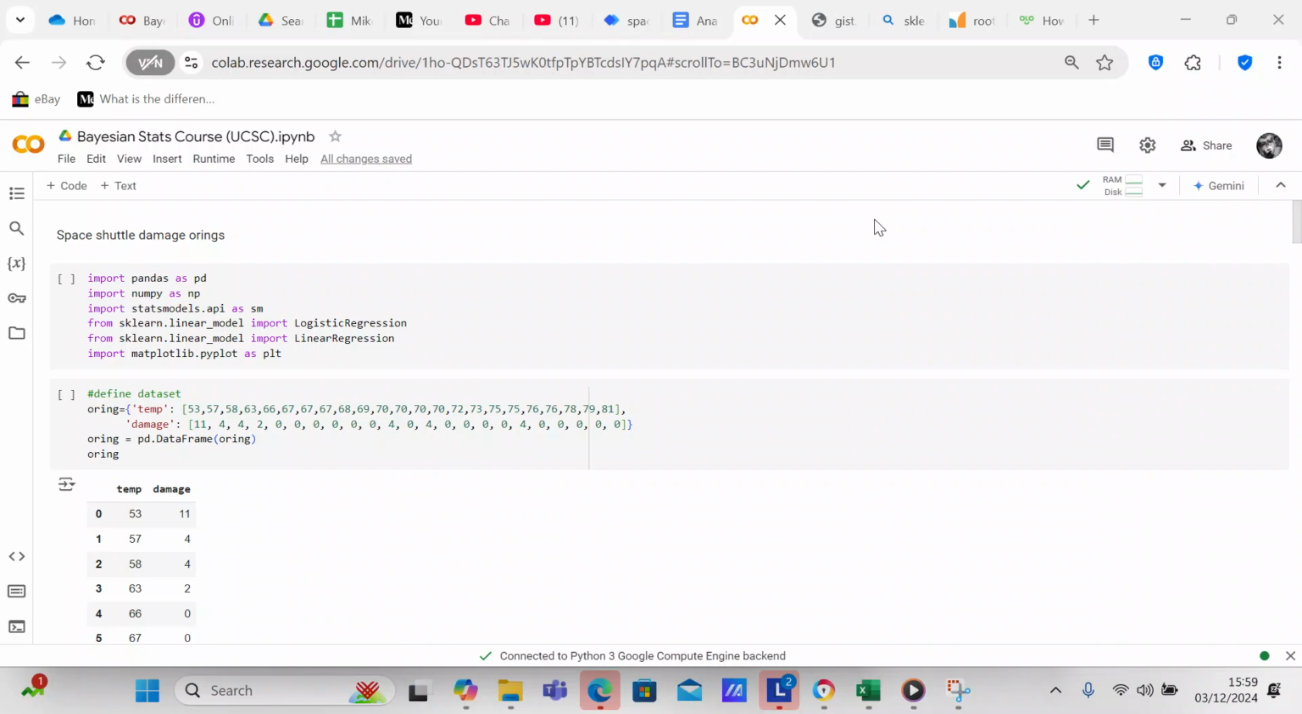And what we're going to do is compare the temperature to the O-ring damage and make a visualization of that, so we can prove statistically that as the temperature decreases, the damage to the O-rings increases.